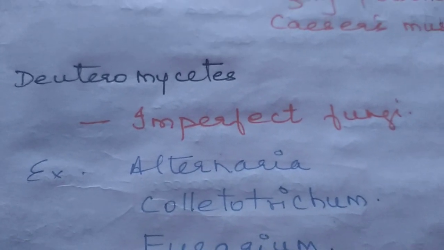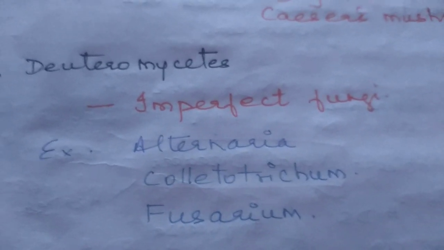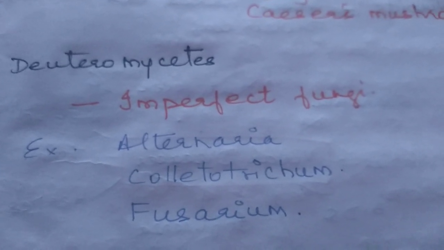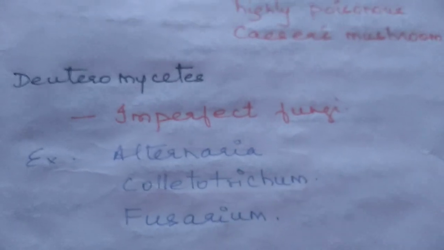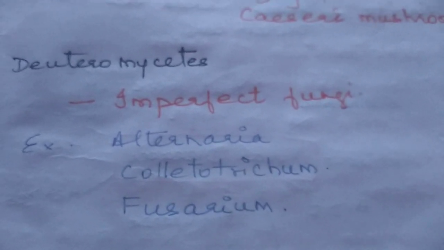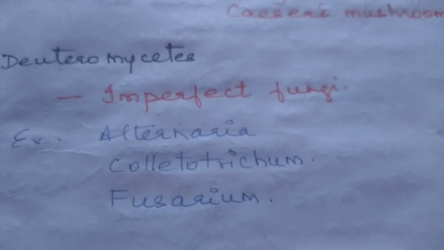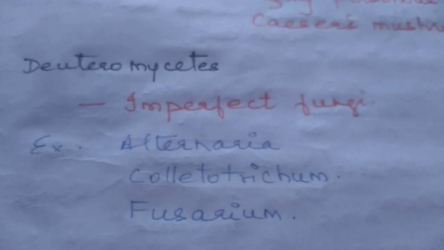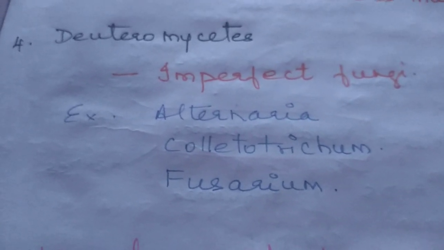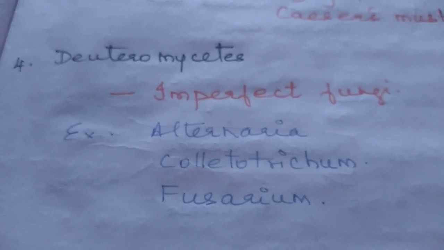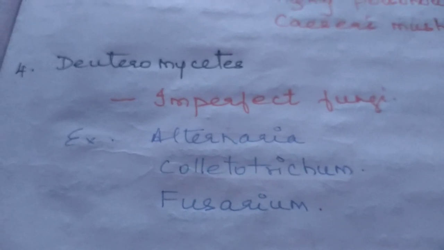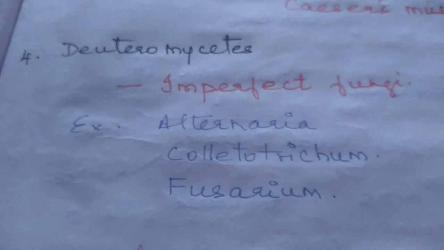And the fourth class is Deuteromycetes. They are called imperfect fungi, and they are the least advanced fungi. Why are they called imperfect fungi? Because there is no sexual reproduction in the life cycle. Their famous examples are Alternaria, Colletotrichum and Fusarium. Try to remember that these three fungi are imperfect. They are classified under Deuteromycetes.